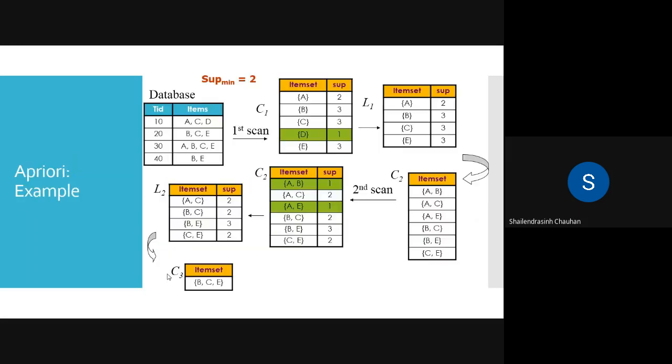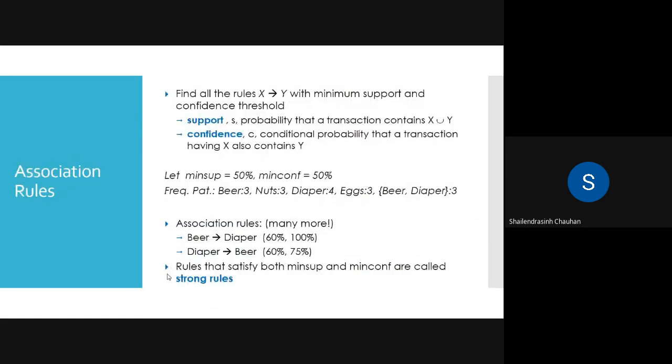Fine. So for example, let me go through. Yes, association rules. Find all the possible rules X given Y. X is a set of items, Y is also a set of items, with minimum support and confidence threshold. Here, what is support? Support is the probability that a transaction contains X union Y both. And confidence is conditional probability. Why is it conditional? We'll understand that whenever we find the confidence for any rule. So confidence C is the conditional probability that a transaction having X also contains Y.